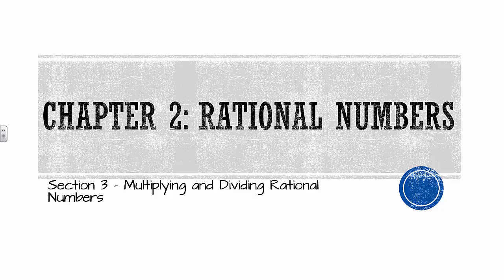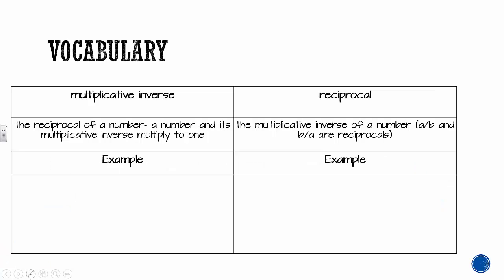Chapter 2, Section 3 is about multiplying and dividing rational numbers. Only two vocab words, multiplicative inverse and reciprocal. Multiplicative inverse is kind of like the additive inverse, but for multiplication. It's the reciprocal of a number. And a number and its multiplicative inverse always multiply to make 1.